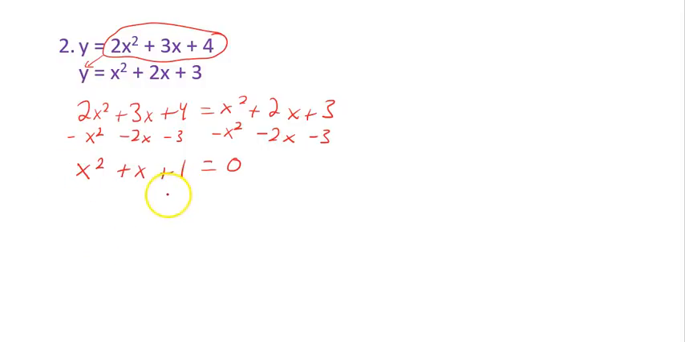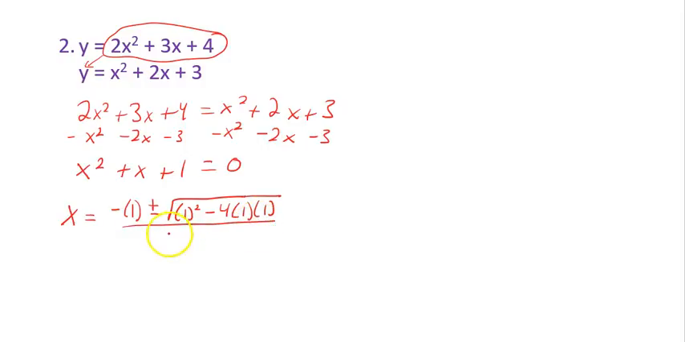This does not factor, so I need to do the quadratic formula. So x equals negative b, and our b is a 1, plus or minus the square root of b squared minus 4ac, all over 2a. And again, I'm doing this because it did not factor. So I get negative 1 plus or minus the square root of 1 minus 4, all over 2.